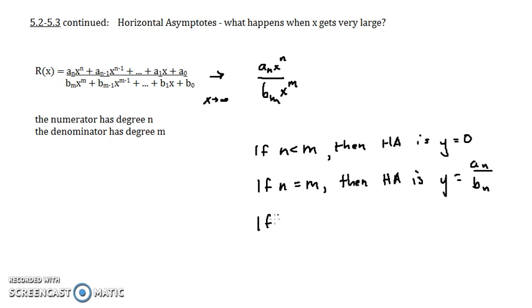And then our last case, n greater than m. So the degree on top is bigger. If this is bigger, then when x gets bigger and bigger, the top is going to keep getting bigger and bigger over something smaller. So the whole thing is going to keep getting bigger and bigger. We're going to go to infinity, which means we have no horizontal asymptote.